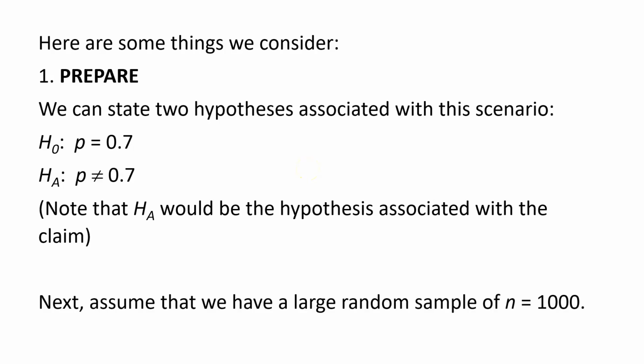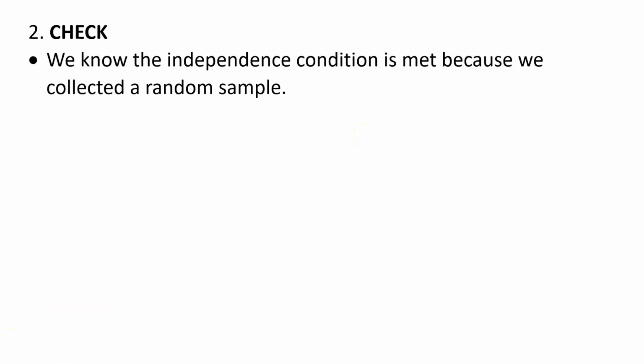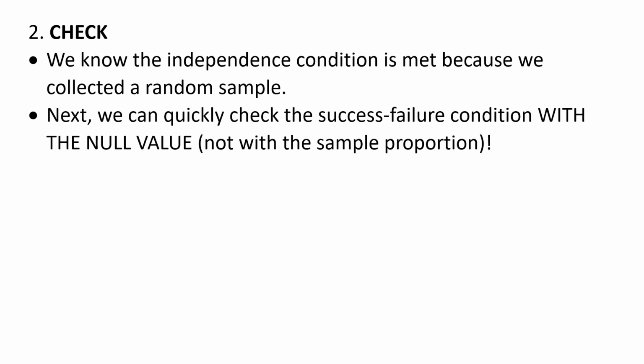Next, let's go ahead and assume that we have a large random sample of 1,000 voters that we're going to gather data from. So moving on to our check step, since we now know that we collected a random sample of voters, we know that the independence condition is met. Secondly, we can quickly check the success-failure condition.